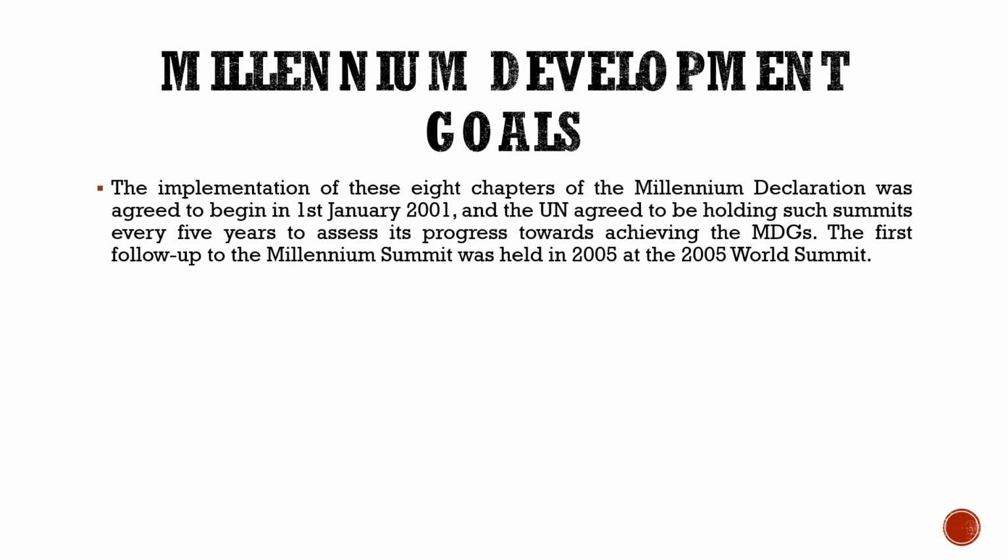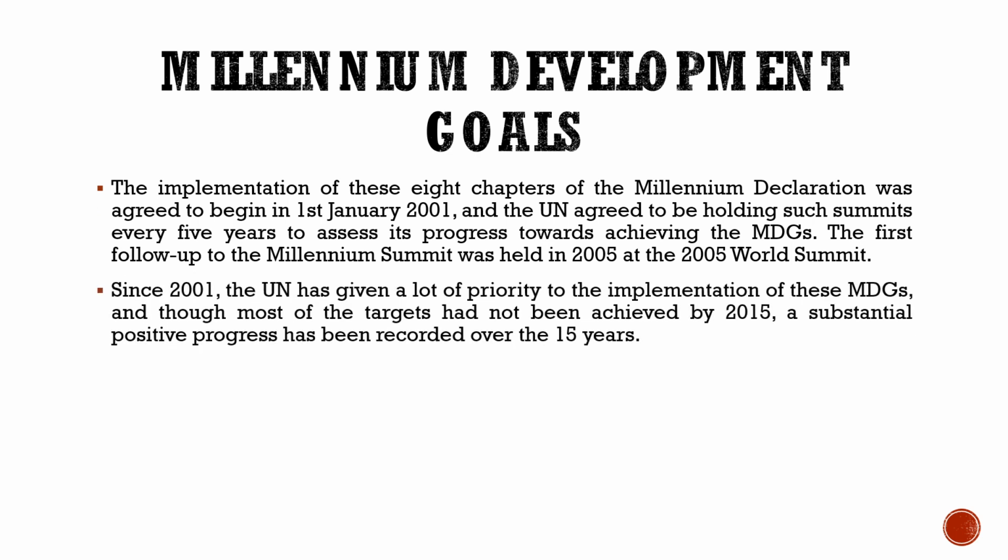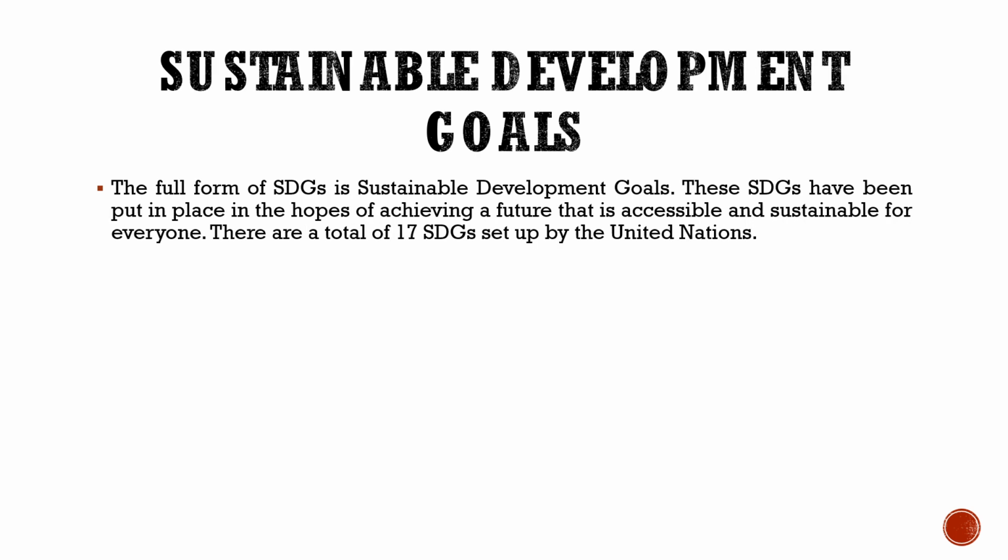The implementation of these 8 chapters of the Millennium Declaration was agreed to begin on 1st January 2001, and the United Nations agreed to hold such summits every 5 years to assess its progress towards achieving the MDGs. The first follow-up to the Millennium Summit was held in 2005 at the 2005 World Summit. Since 2001, the United Nations has given a lot of priority to the implementation of these MDGs, and though most of the targets had not been achieved by 2015, a substantial positive progress has been recorded over the 15 years.